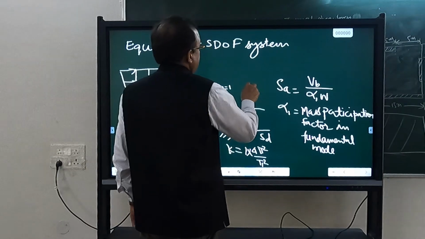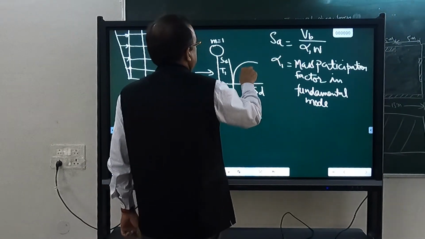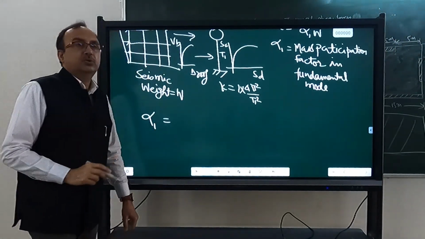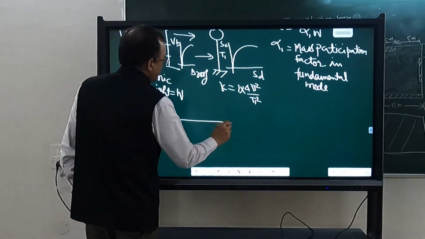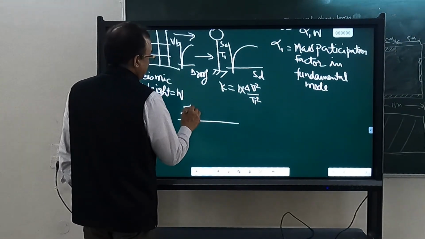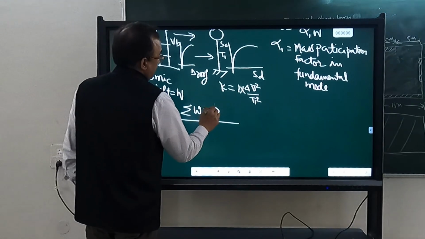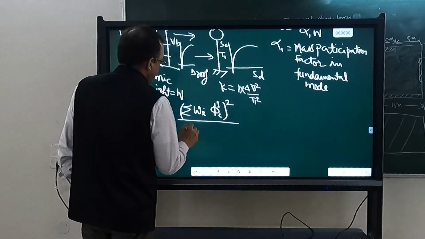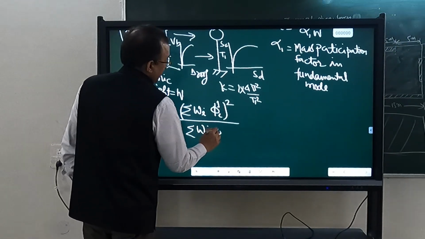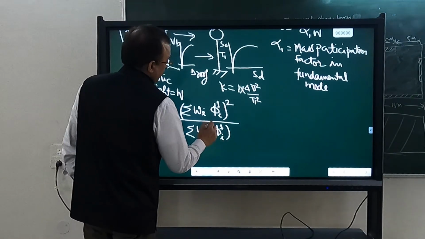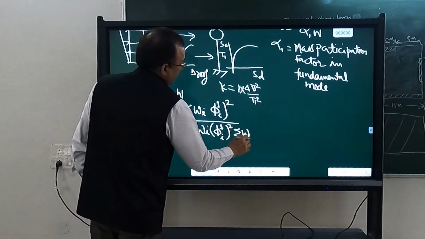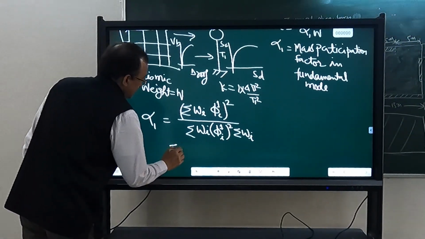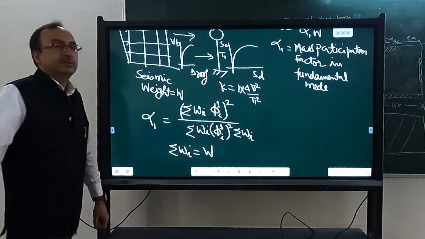You remember the expression for alpha 1? In theory of vibration, you have done modal mass participation. What is that? Summation Wi phi i in the first mode, whole square, divided by summation Wi phi i in the first mode square, into summation Wi. And summation Wi is equal to total.